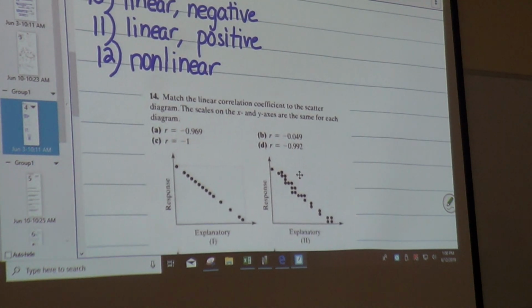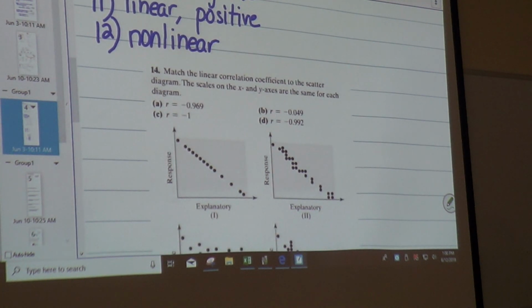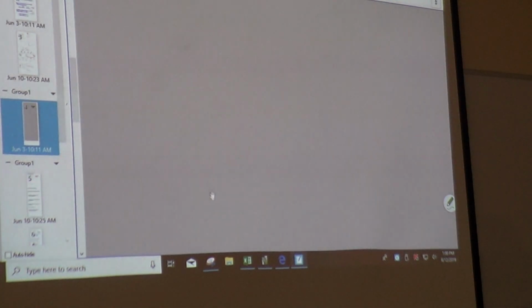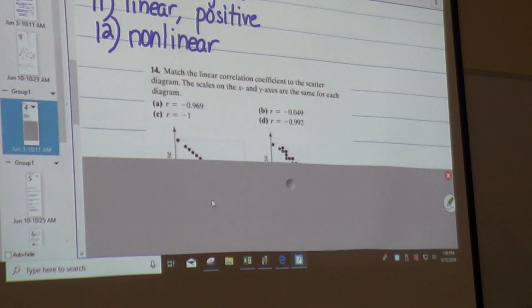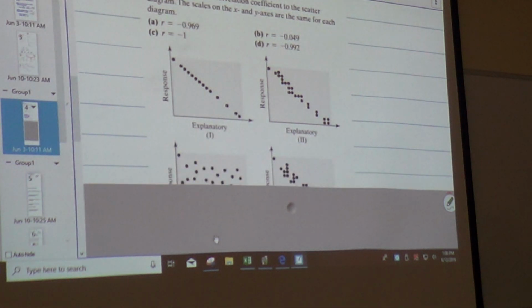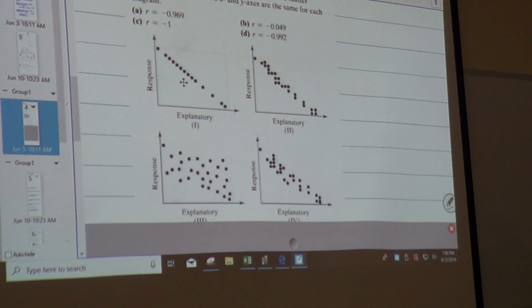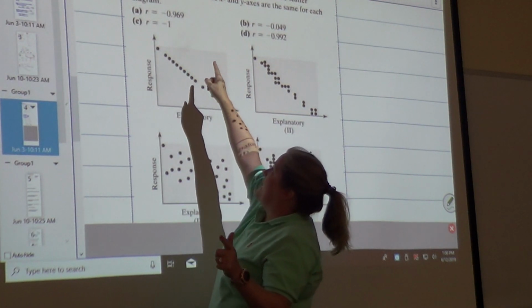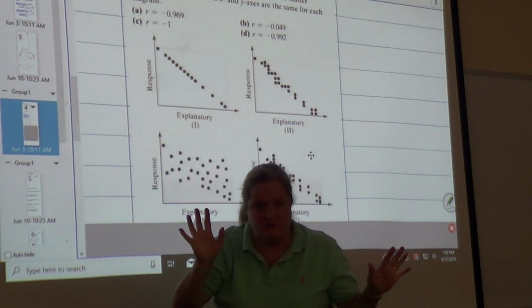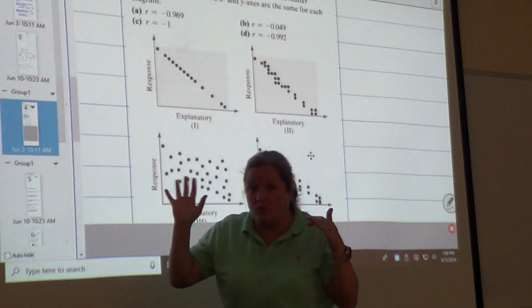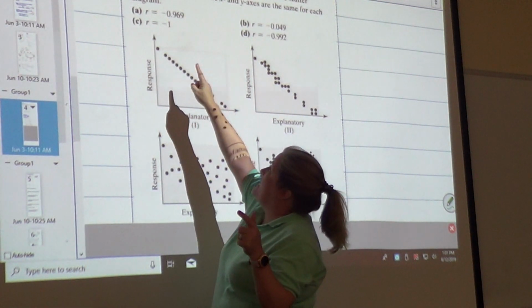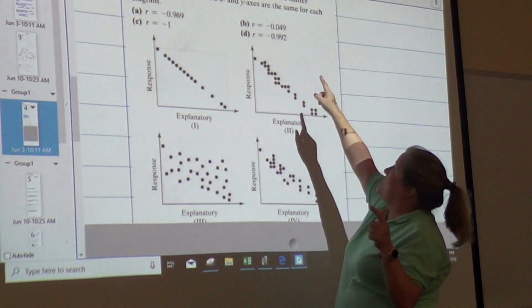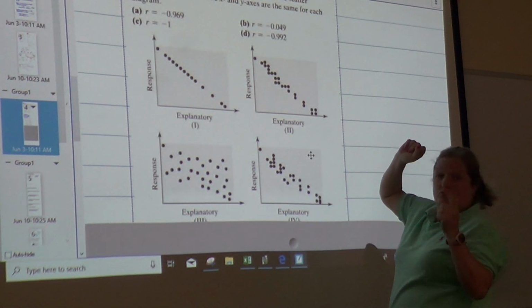All right. This one, I gotta cover up my answers because y'all like to cheat. This one says match the R value to the graph. So I have a negative 0.969. Now don't worry about where the 969 came from. I gave that to you. I just want to know which one matches. A negative 0.969, a negative 1, a negative 0.049, and a negative 0.992.